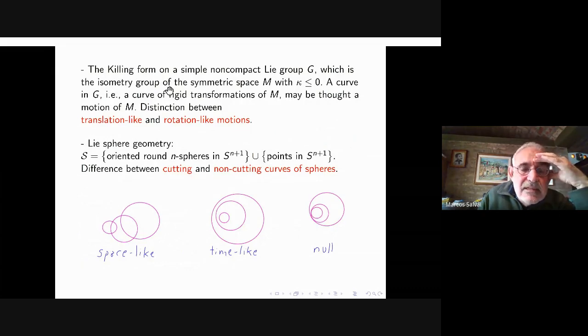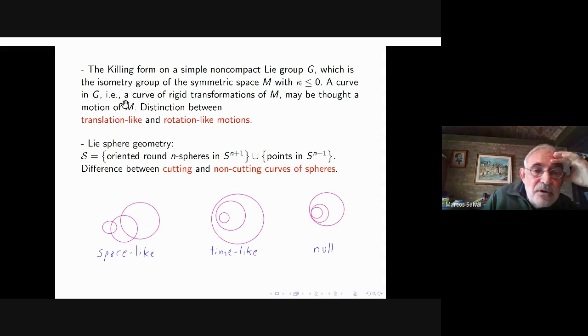That is what I said before. The Killing form on a simple non-compact Lie group G, which is the isometry group of a symmetric space M with non-positive curvature. A curve of rigid transformations is a motion, which may be thought of as the motion of M. The pseudo-Riemannian metric given by the Killing form accounts for the distinction between translation-like and rotation-like.